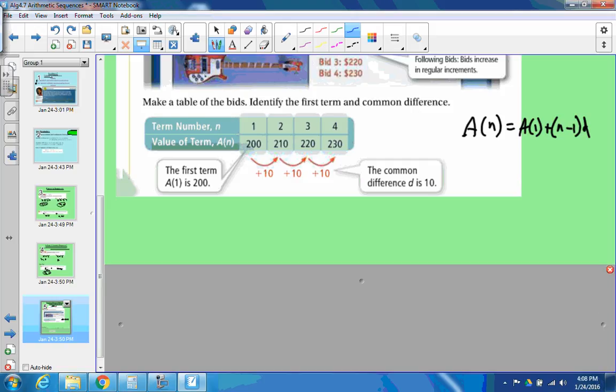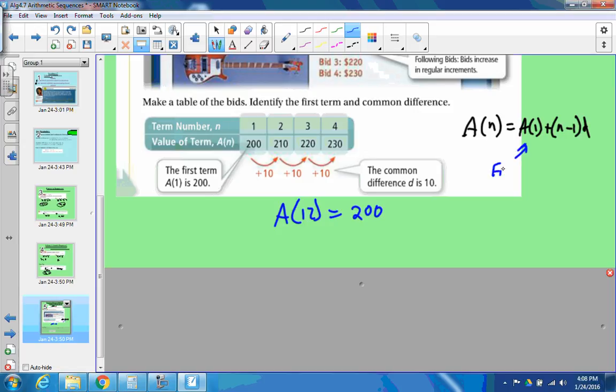So we're going to say a sub 12 is equal to the first term, which in this case is 200. That's our first term. Then n is which term we're trying to find, so 12 is going to go in there. We're trying to find the 12th term, so minus 1. And then at the end, that's going to be times the common difference, which is 10. So remember, that is the common difference.